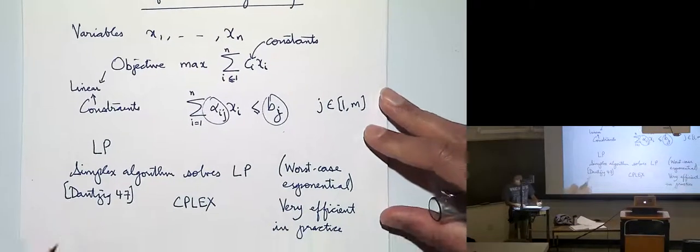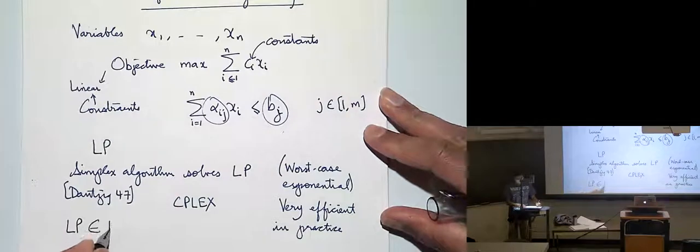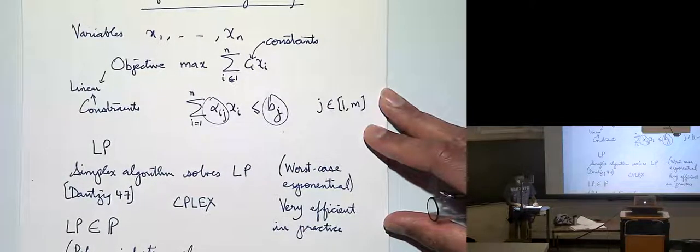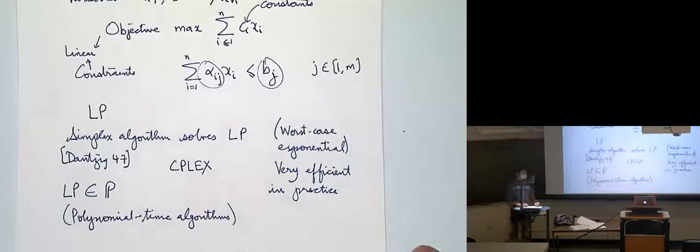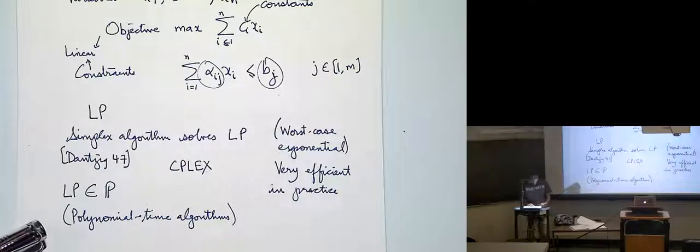It turns out that LP is actually in P. There are polynomial time algorithms. And there's a long history of polynomial time algorithms, but in practice, people still use the simplex algorithm. Because even though it is worst case exponential, there is some theory that explains why it runs well in practice.